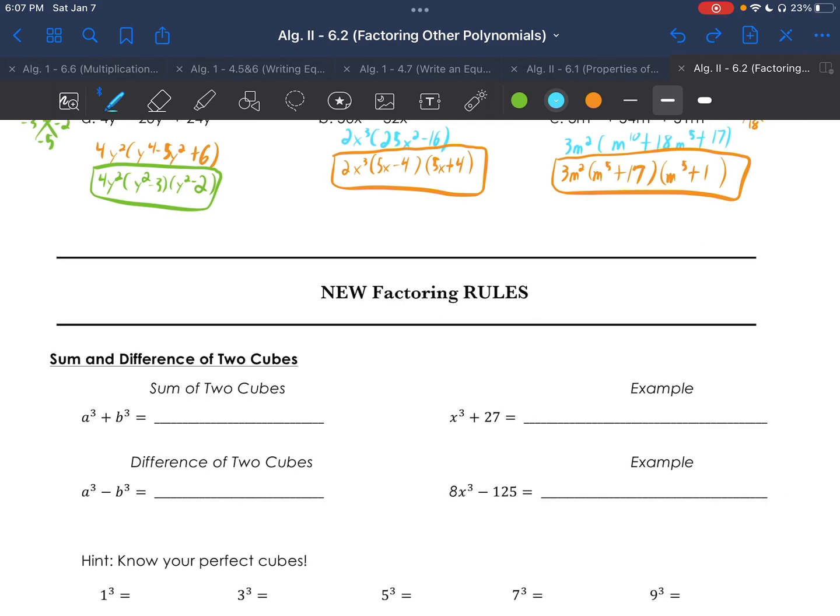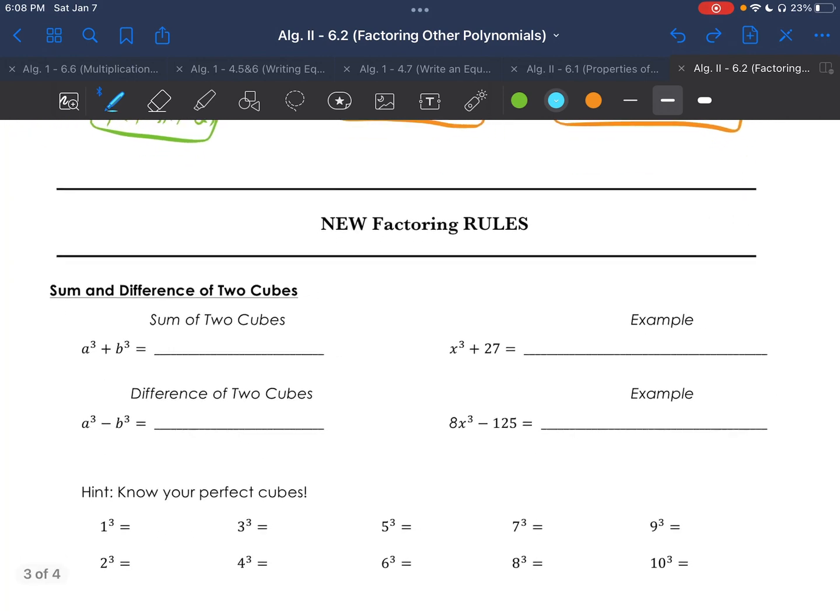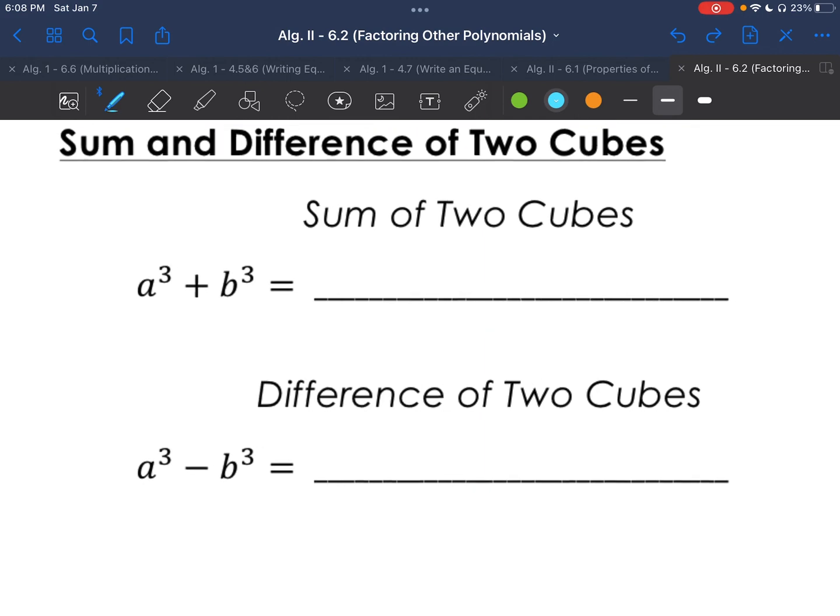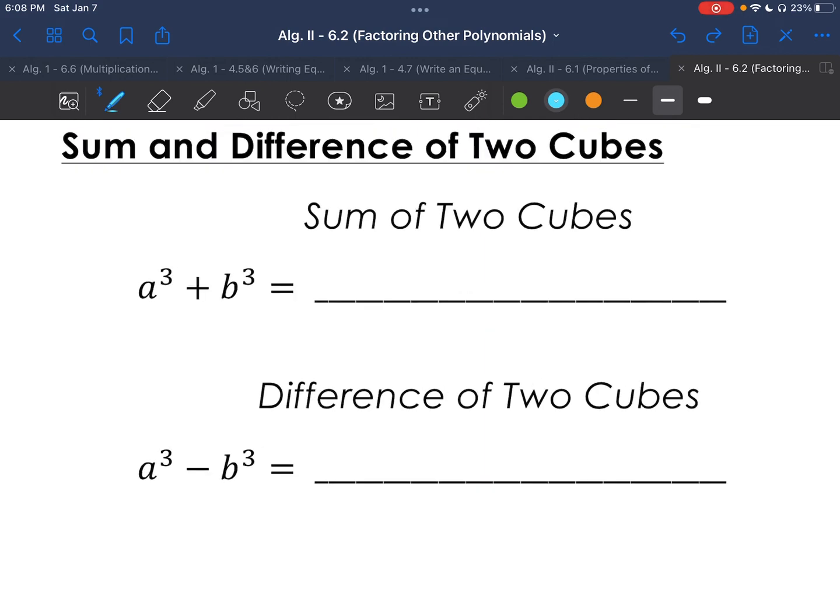Now we've got some new factoring rules: sum and difference of two cubes. So not just a difference of two squares, now we're talking about two different cubes, a number times itself 3 times. So for example, a cubed plus b cubed. It could be any number, just calling it a variable for now.